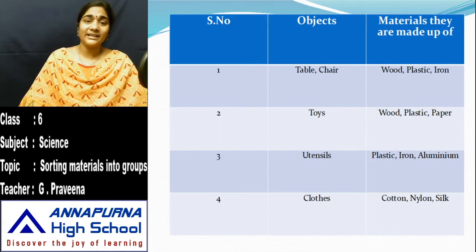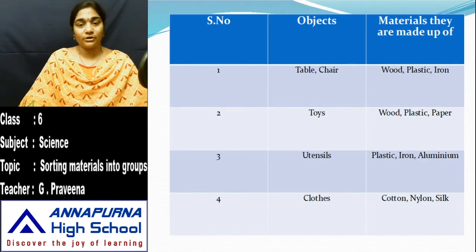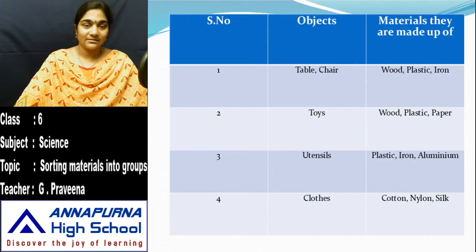Then coming to the materials such as cotton, nylon or silk. These are the different types of fibers, isn't it? These are used to make a particular kind of cloth, what we call a cotton cloth or nylon cloth or silk cloth. So the materials may be of different types and that is what the object is made of. So here the materials are used to make an object. It might be one material or two materials that are used to prepare a particular kind of object.